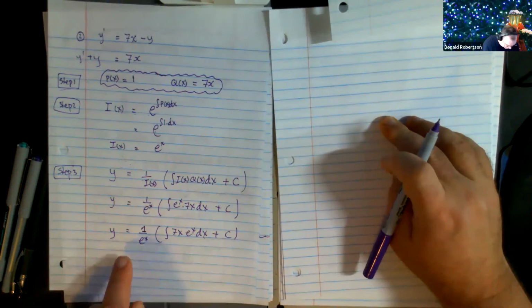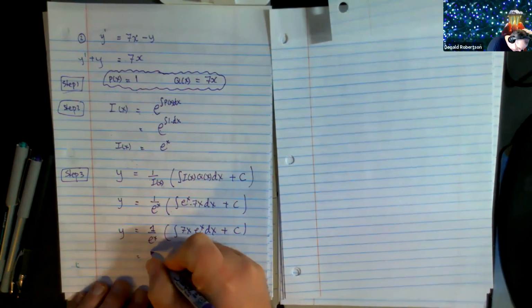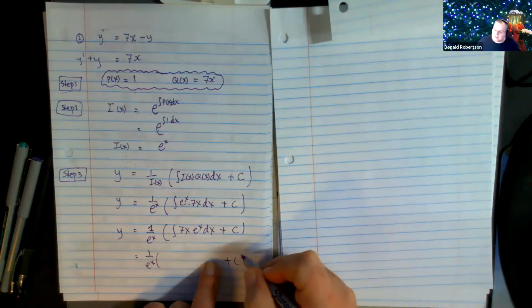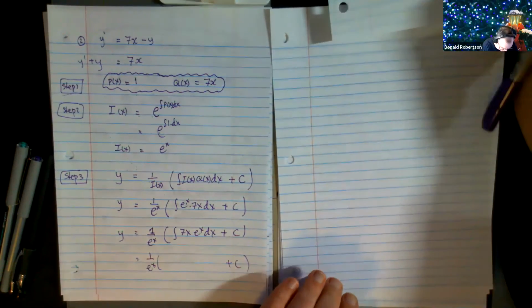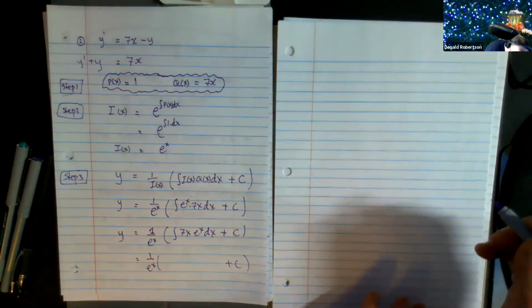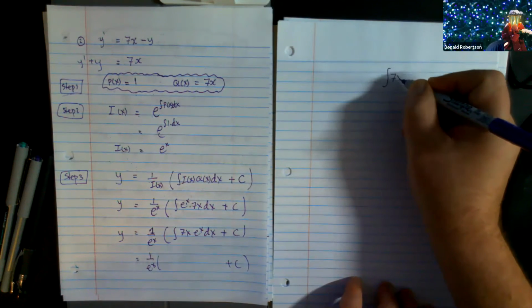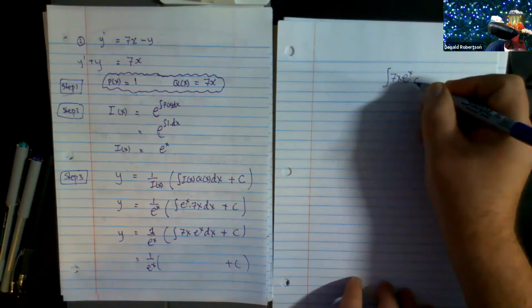And then on the next line, I'll put it in, add C, right? So that's just to save me a whole load of writing. So at the side here, I have the integral of 7x e to the x dx.